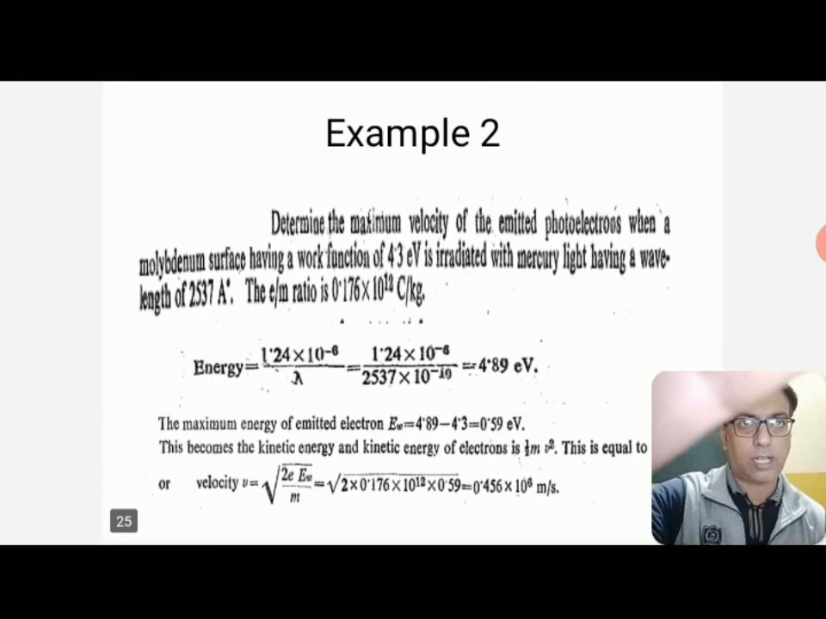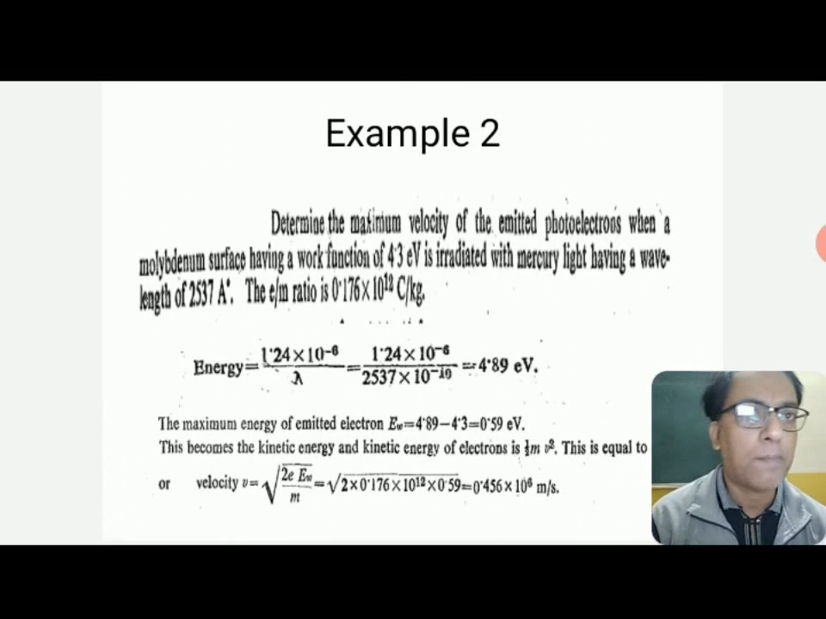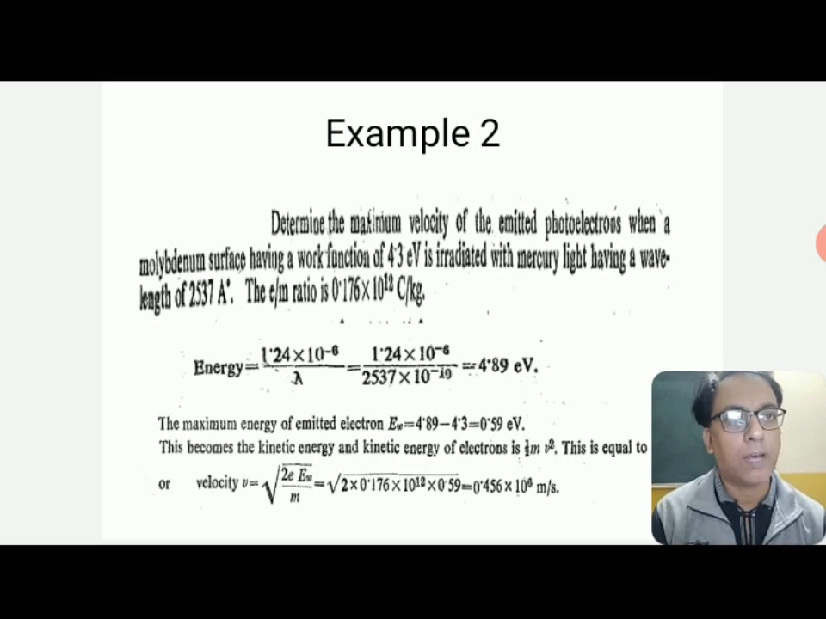Now let us see the second example. Determine the maximum velocity of the emitted photoelectron when a molybdenum surface having a work function of 4.3 electron volt is irradiated with mercury light having a wavelength of 2537 angstrom. The e by m ratio is 0.16 into 10 to the power 12 coulomb per kilogram.